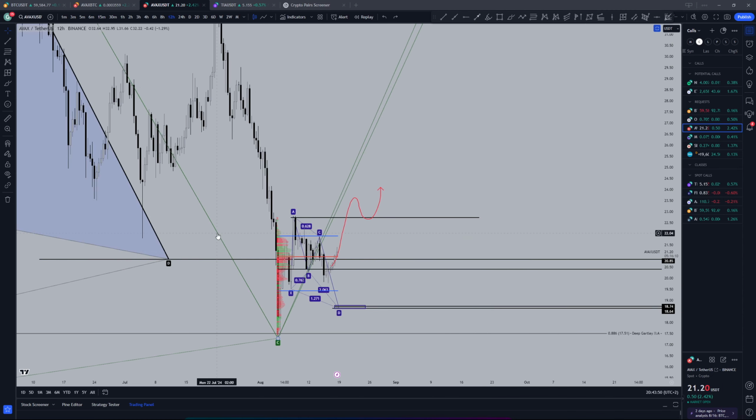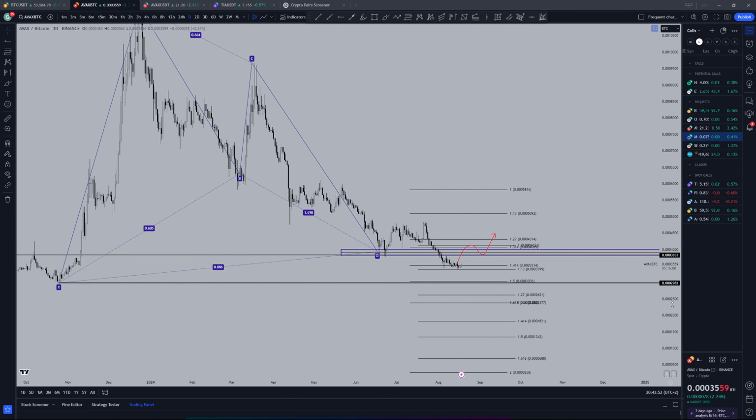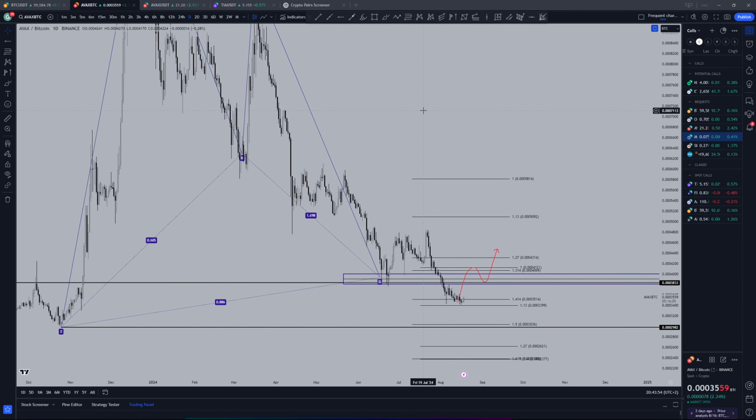So yeah, I think the BTC pair really complements that. I think the BTC pair looks really nice.